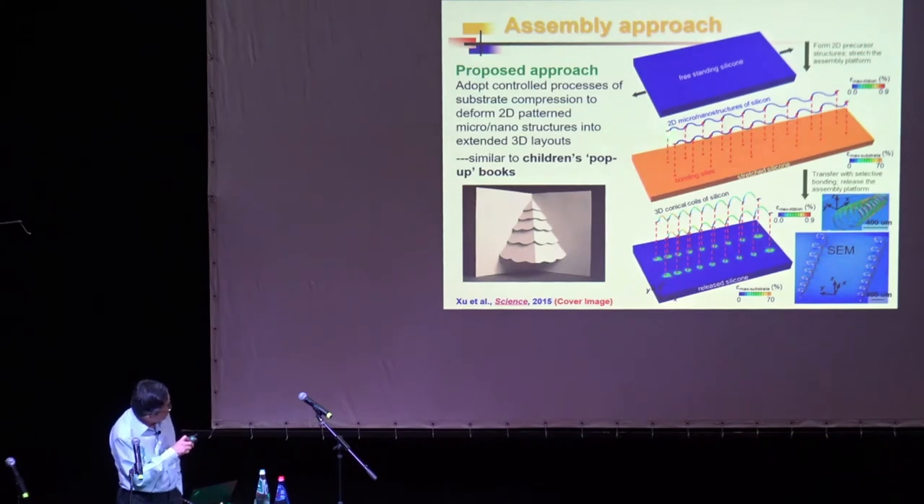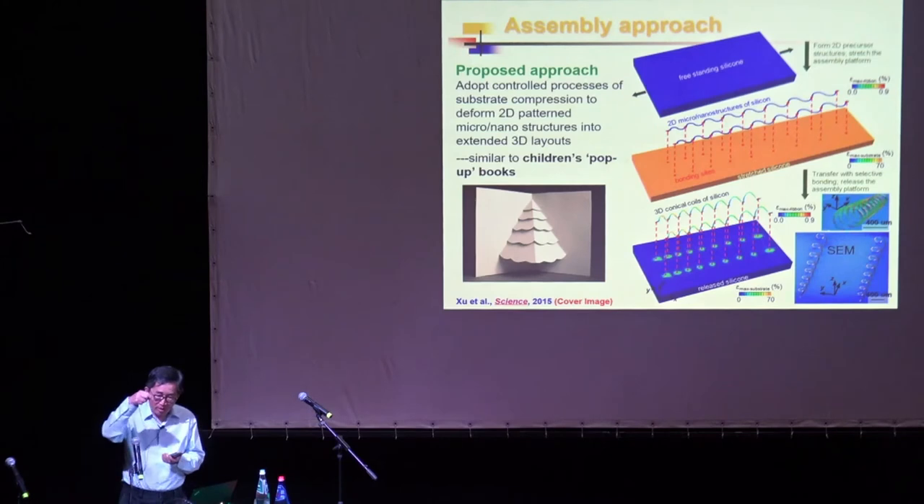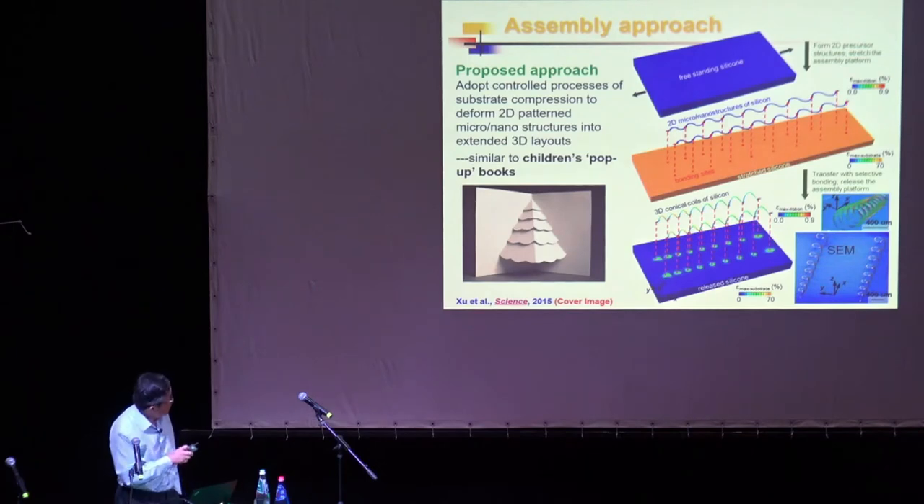Then at selected locations marked by the red spots, you see those red spots, we can bond them together. Silicon and silicone are bonded together, but only at the red spots. By the way, the bonding is easy. You don't need to use chemicals. You just shed UV light to generate ozone, and the silicon and silicone at the red spots bond together, a covalent bonding.